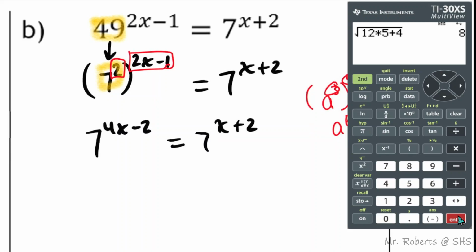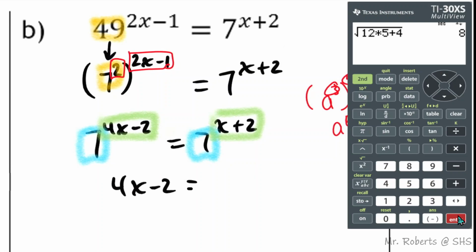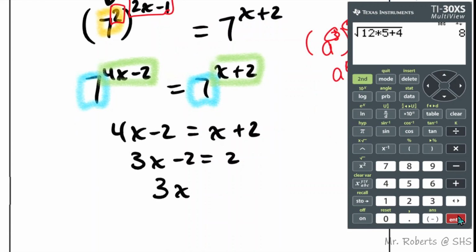Okay, so now my bases are the same. You can see both of them have a base of 7. If your bases are the same, and these are really equal, it has to be that this exponent is the same as this exponent. So what are we going to do? We're going to set those two exponents equal to each other. It has to be the case that 4x minus 2 is the same as x plus 2. Therefore, I'm going to subtract x from both sides. 3x minus 2 is equal to 2. Therefore, 3x has to be exactly the same as 4. Therefore, x is the number 4/3.